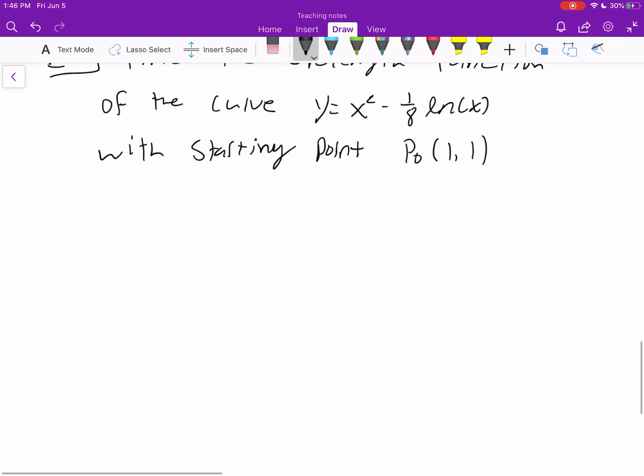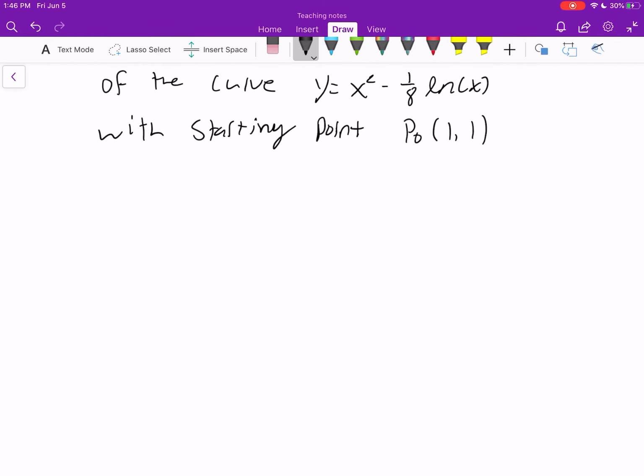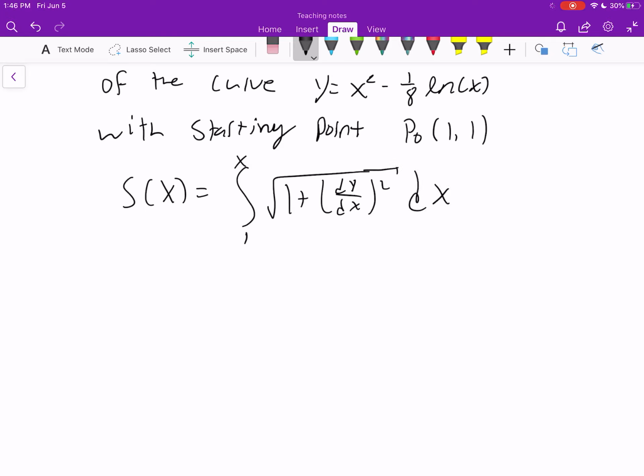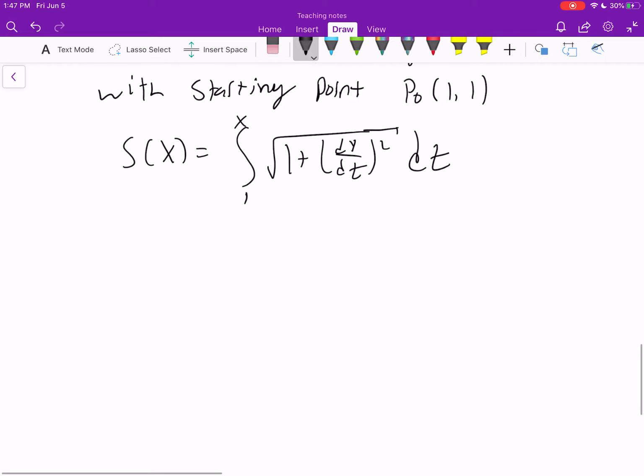Okay, so from this, we're just going to apply this formula. s of x is equal to the integral from a, and in this case, a is equal to 1. So we're going to go from 1 to x, square root of 1 plus (dy/dx) squared, dx. I'm going to stick primes on the x's there, just because we need to be careful with our integration variable. Actually, let's use t's. I'm going to drop those primes, it's going to get confusing. So instead of y as a function of x, we're going to treat y as a function of t.